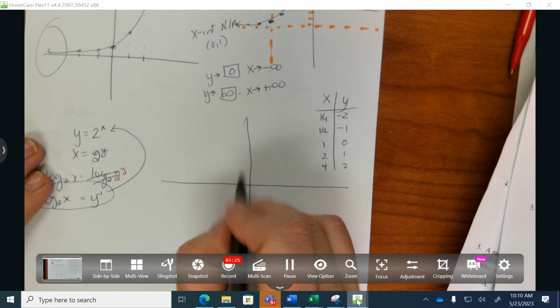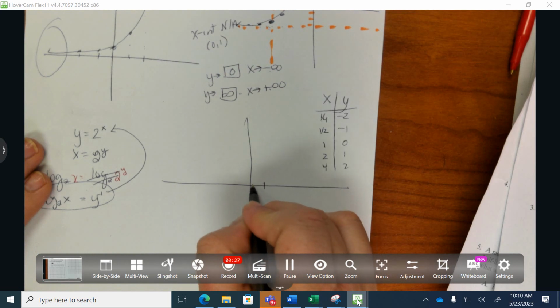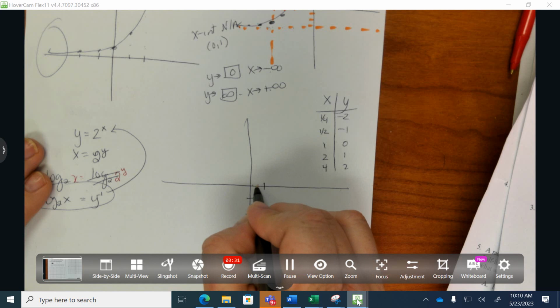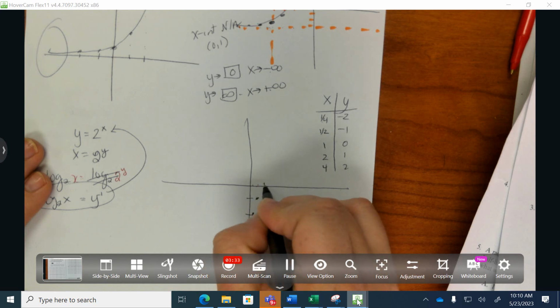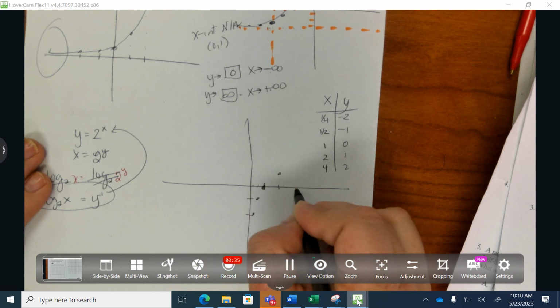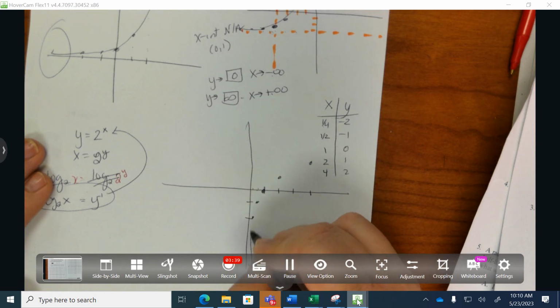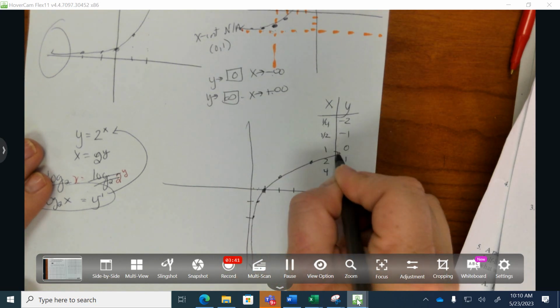Okay, so I'm going to go over a 4th and down 2, over a 1/2 and down 1, 1, 0, 2, 1, and 4, 2. This does not cross the y-axis.